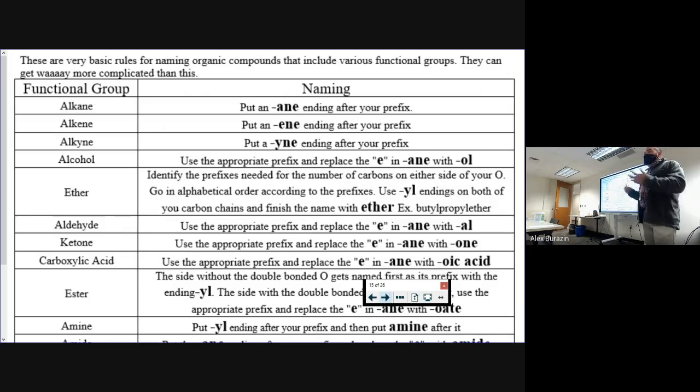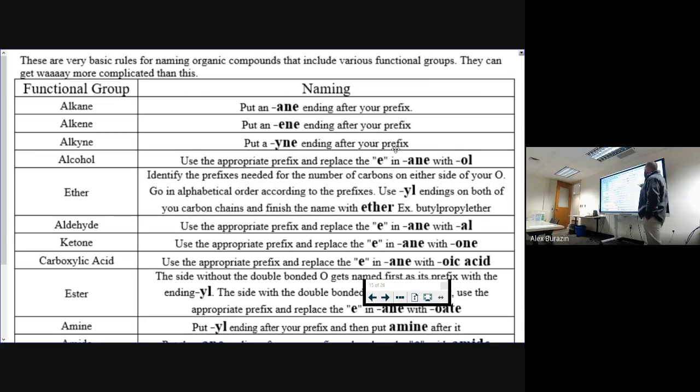As opposed to trying to list all of everything in order, it's just a mess. But here are some basic rules. For an alkane, use a prefix and slap "ane" at the end. For an alkene, use the prefix, put "ene" at the end. For an alkyne, use the prefix, put "yne" at the end. Easy as that. The other ones get a little more complicated.